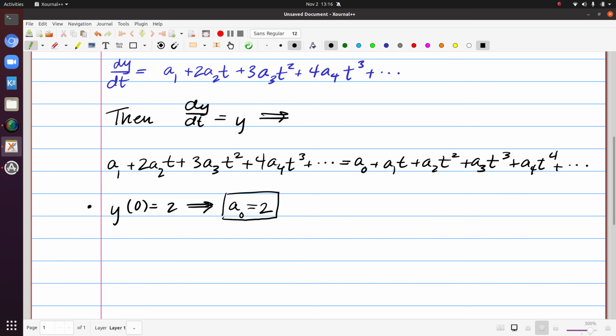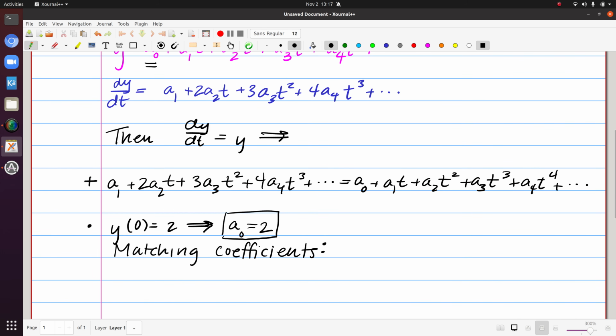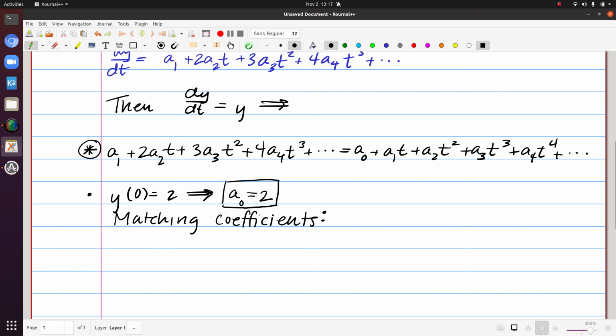So now we've satisfied one of those coefficients. And to solve for the others, I'm going to match coefficients. In my equation up here, these two sides are going to be equal for all t if the constant terms are equal and the t to the first power terms are equal, and so on. So I'm going to match the like coefficients.